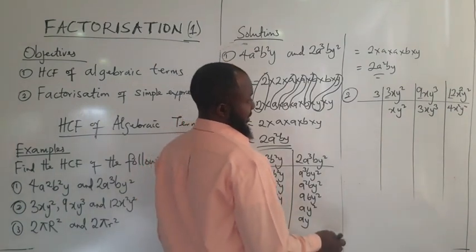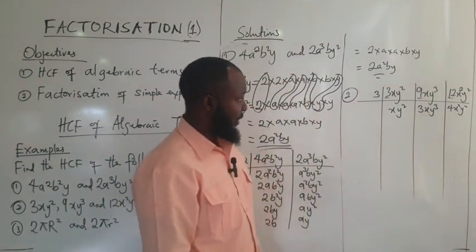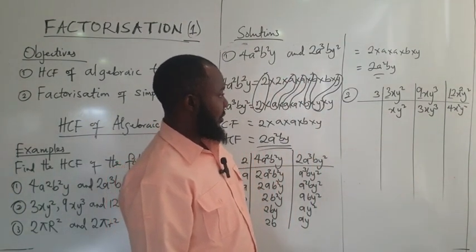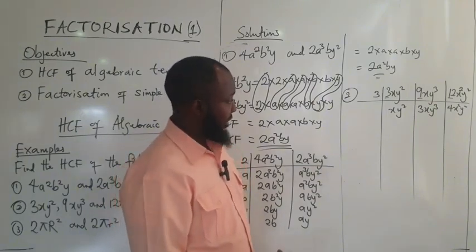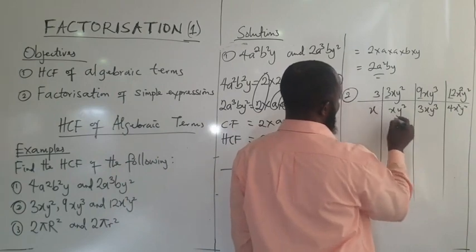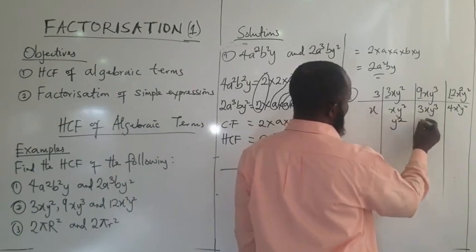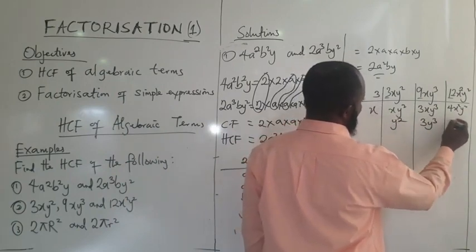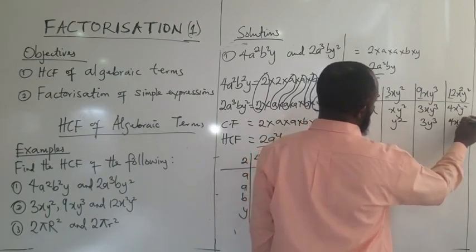Alright, so next, there's no number that can go into all 3 terms. So next we look for the next, which is x. So x can go into all 3 of them. So x goes, this will remain y squared, this will remain 3y cubed, and this is going to remain 4x y squared.